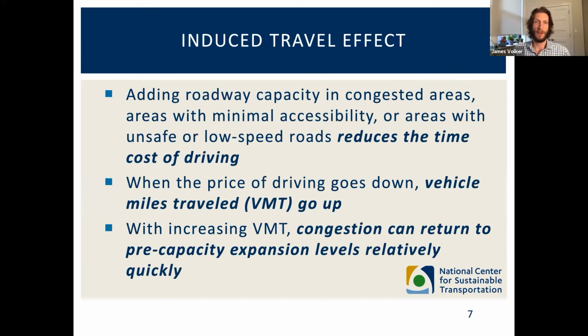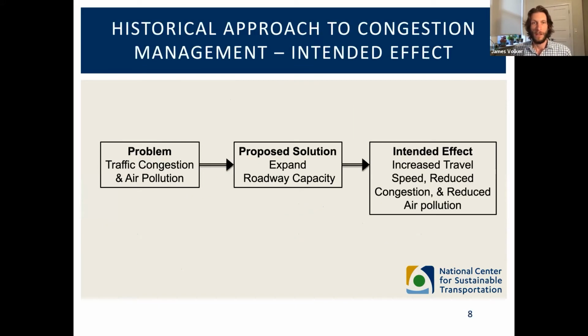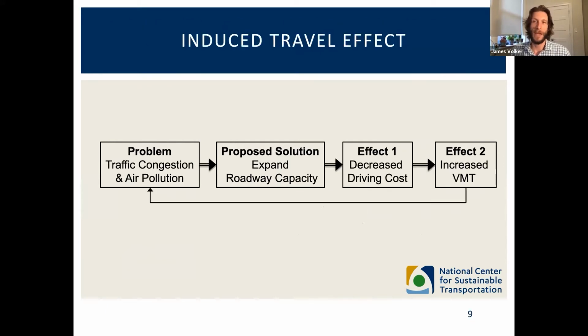And so then, with the additional VMT from all of those behavioral changes, congestion can return to pre-capacity expansion levels relatively quickly. So instead of this intended effect of steady state congestion relief, you end up getting this feedback loop where the reduced congestion and the lower time cost of driving end up inducing more driving, which then increases congestion and can start the whole process over again in this feedback loop shown here.